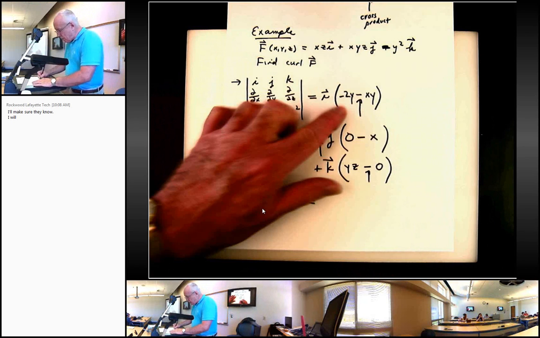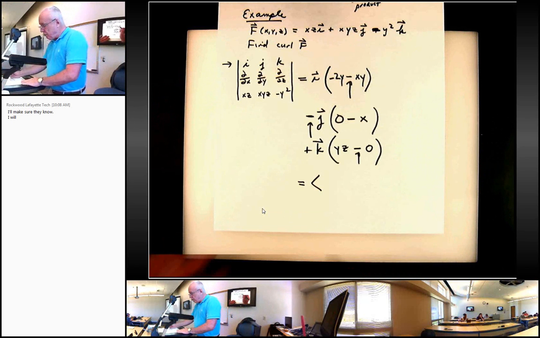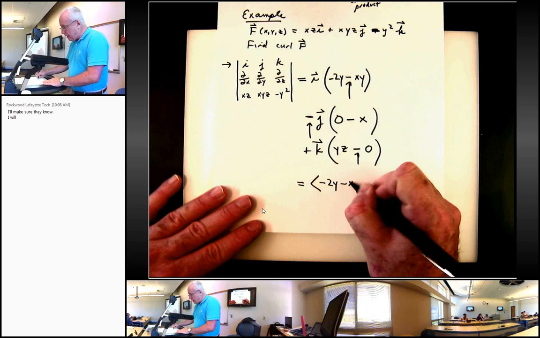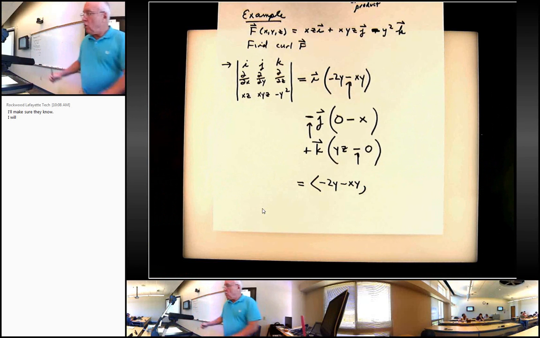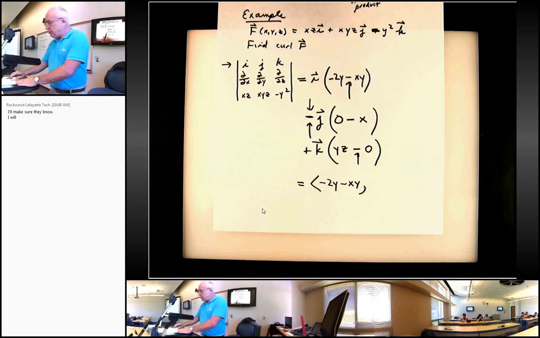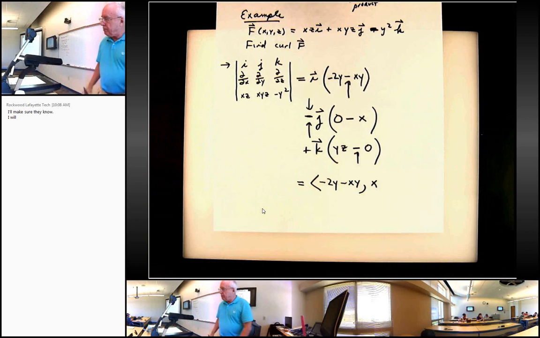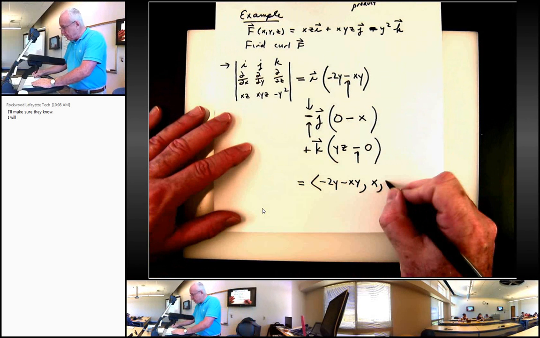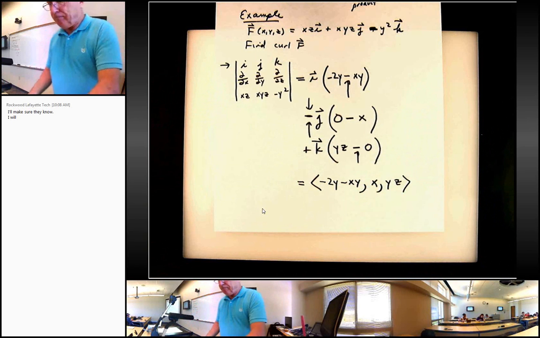Let me write it even with just this bracket notation. Our first component is going to be minus 2y minus xy, comma. Now be careful with the second component. We have this minus sign in front that we have to apply to it. So it's going to be a double minus x. So I'm going to have a plus x there, comma. And then our third component is going to be yz. So that would be the curl. Okay.